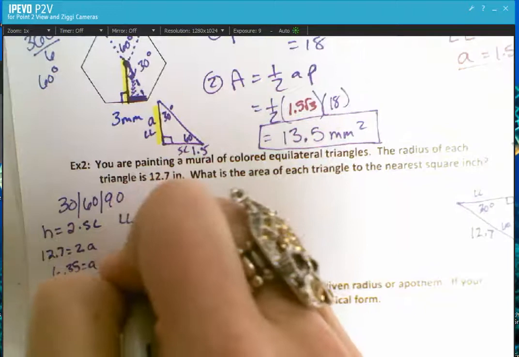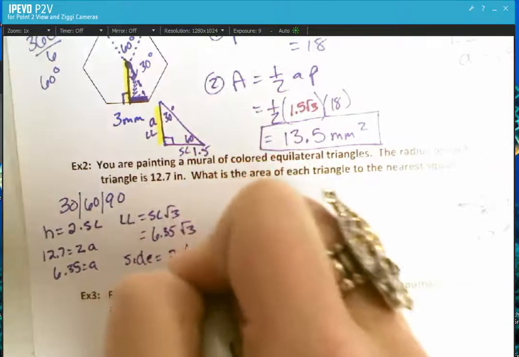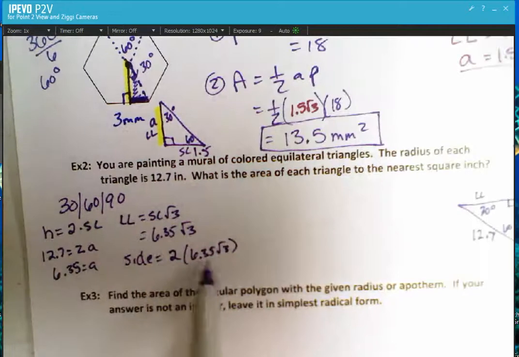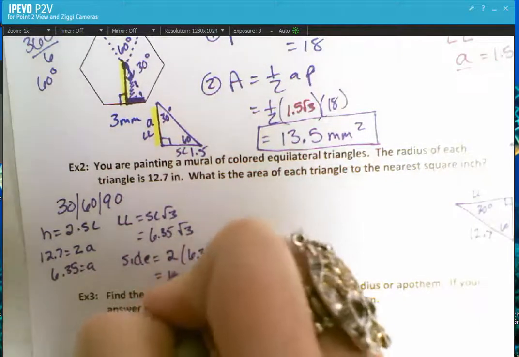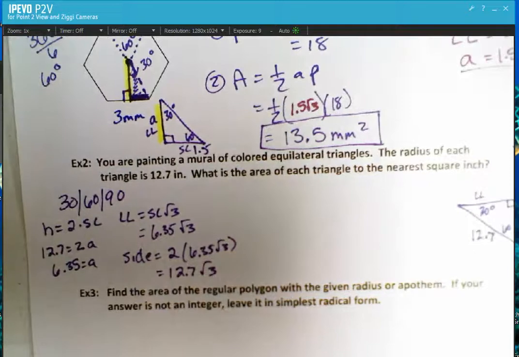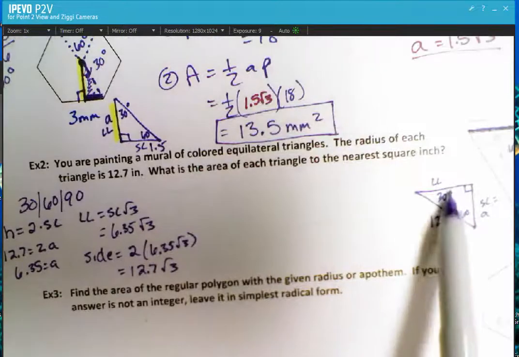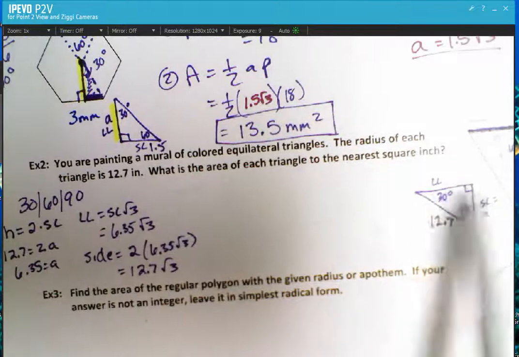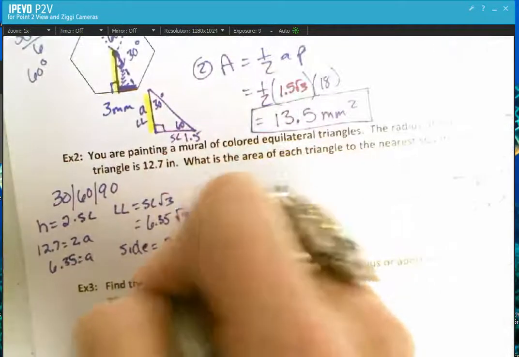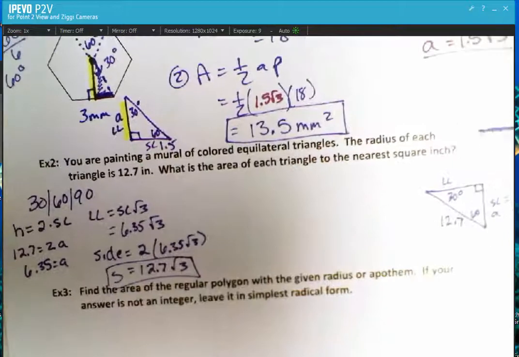This whole side is equal to 2 times 6.35 rad 3, which means 2 times 6.35, which is equal to 12.7 rad 3. I wonder if that's always going to hold true or not, where we ended up with the hypotenuse being the same length as twice the leg. We'll find out. So this is our side. And so we can go and jump into our steps.